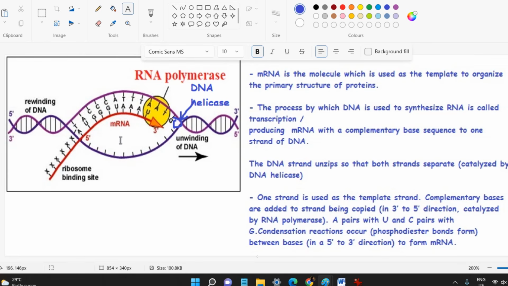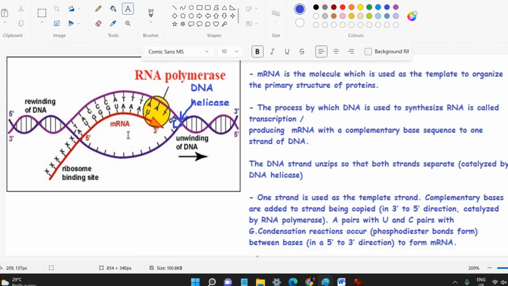So for example, if the DNA strand is TACC, the nucleotide for A is going to bind with T, nucleotide for uracil is going to bind with A, nucleotide for guanine is going to bind with C, and so on. And this is going to create an elongated mRNA molecule.